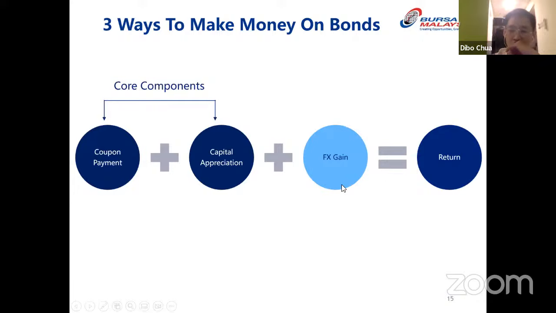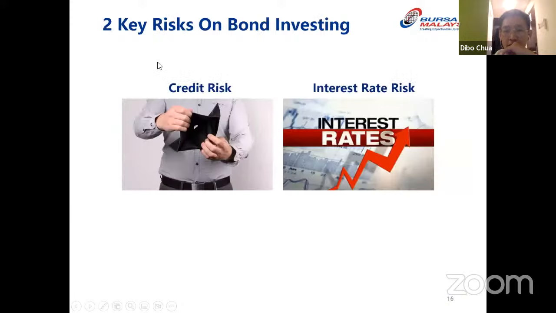Meaning if you are investing into an Australian bond, New Zealand bond, or maybe a US bond, when the currency goes up in value, you'll get extra return from that. But this one, it's harder to gauge the forex gain. So normally we only look at the coupon and also the capital appreciation.